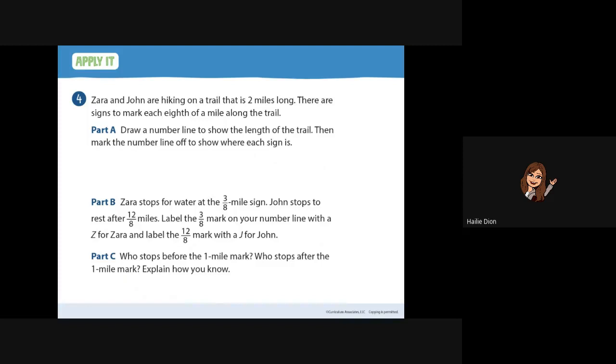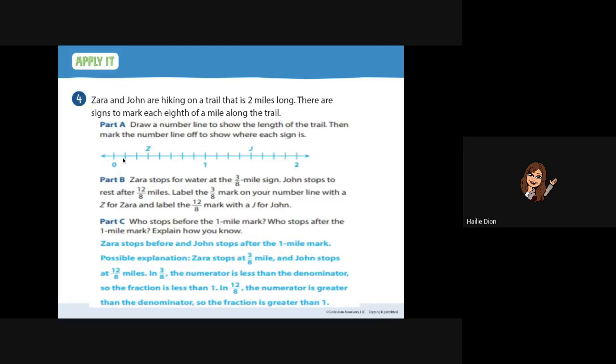Now, let's go back to part B. Zara stops for water at the 3/8 mile sign. John stops to rest after 12/8 miles. So now we need to label the 3/8 mark and the 12/8 mark. The 3/8 is going to be marked Z for Zara, and the 12/8 mark is going to be marked J for John. So let's go back into that number line, and if we look at 3/8, we should have Zara. So 1/8, 2/8, and 3/8, we have Zara stopping for water. And then we need to label the 12/8 for John, because that's when he stops to rest.